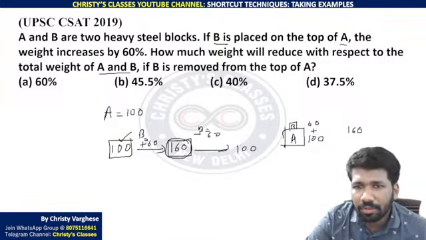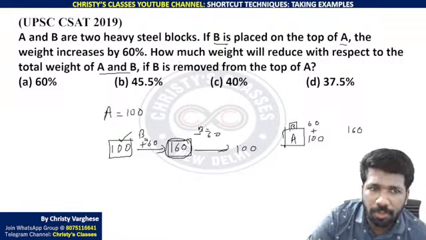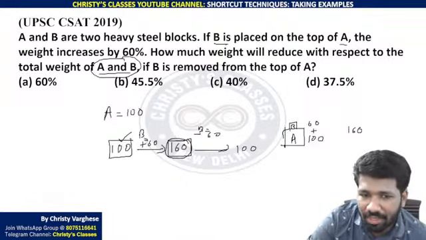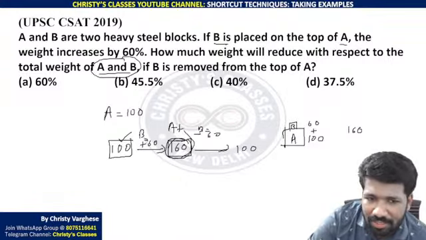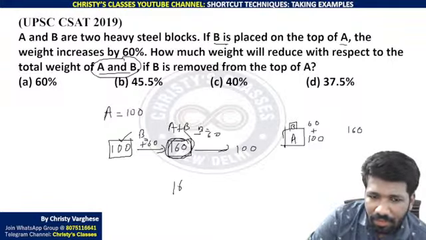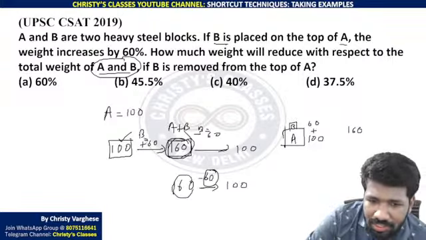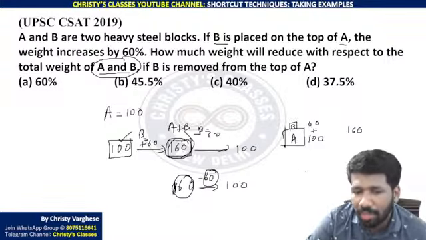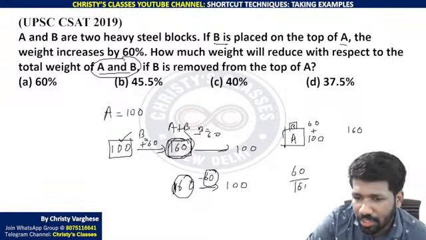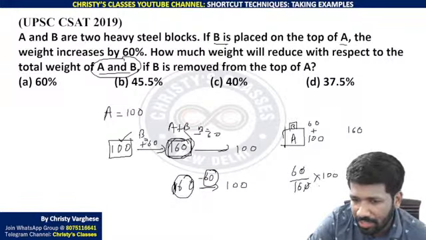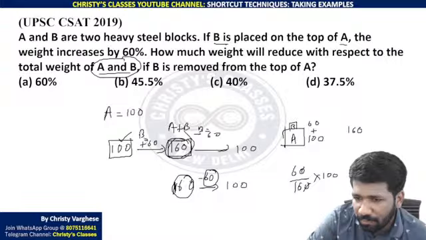Now read the question. How much weight will reduce with respect to the total weight of A and B? Total weight of A and B is 160. When B is removed, 160 is becoming 100. So from 160, 60 is removed. So 60 compared to 160 is the comparison we need to make now. 60 out of 160 into 100, mathematically speaking. When you cancel it, you will get 37.5%.